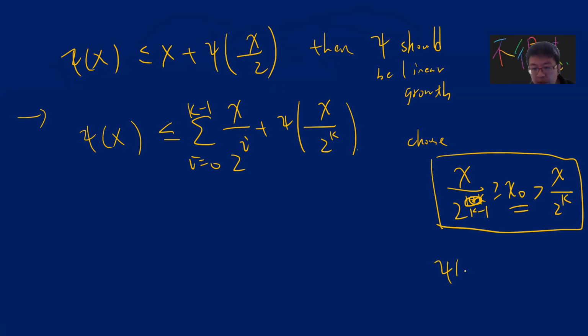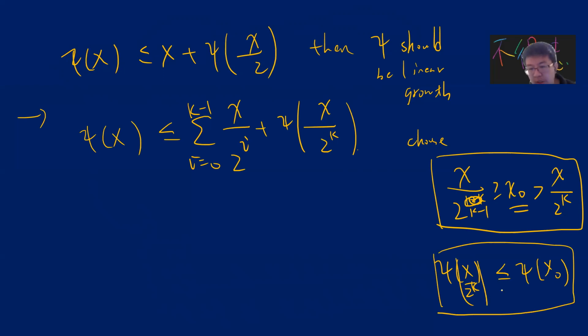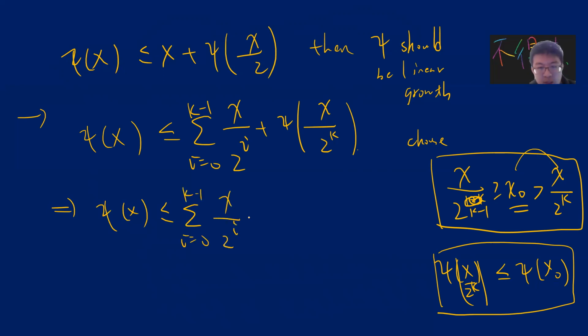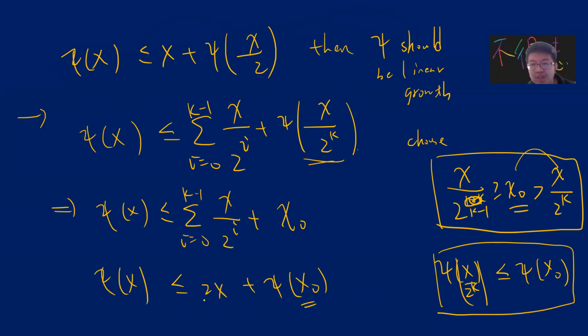So that makes psi of x divided by 2 to the k less or equal to psi of x zero, because of these two relations, which give you psi of x is less or equal to the sum over i from 0 to k minus 1 of x divided by 2 to the i, plus psi of x zero. This looks silly, but this tells you that it is at most 2x plus psi of x zero for some fixed psi of x zero. So you prove that psi of x is linear growth.